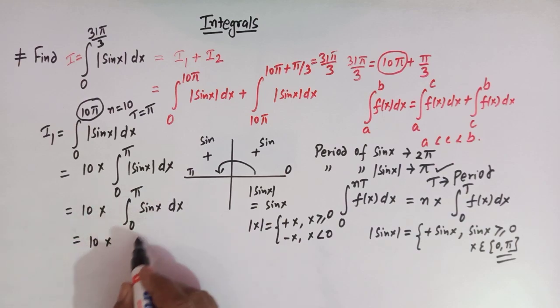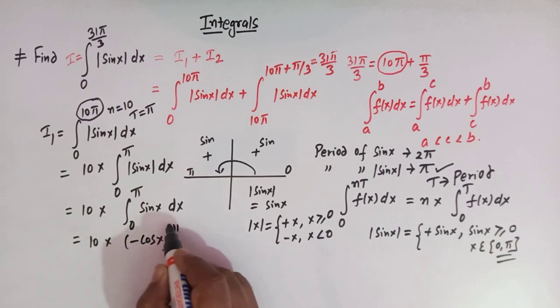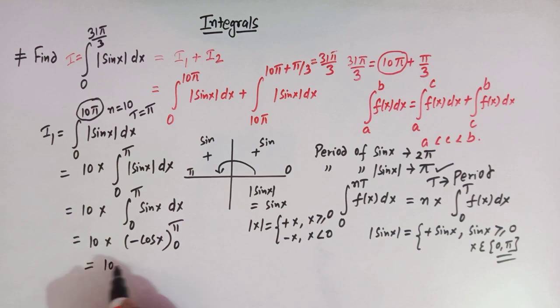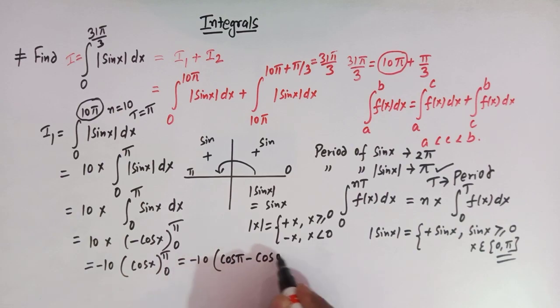The integral of sine x is minus cosine x, with the limits 0 to pi, and we have 10. Now we can take this negative sign outside, so we have minus 10 cos x from 0 to pi. We'll substitute the limits and take the difference. So we have cos of pi minus cos of 0, with minus 10 here.